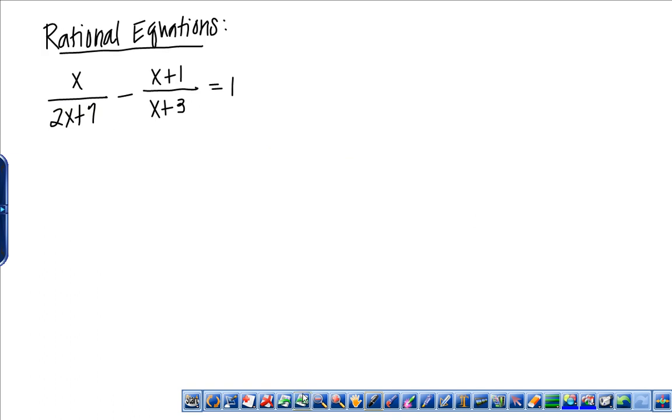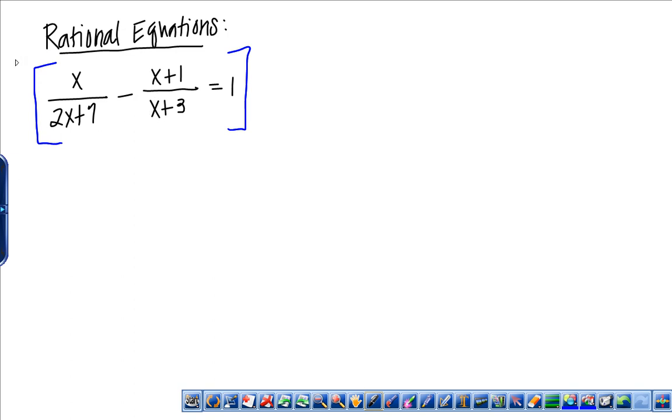Okay, let's try a rational equation. Now I know a lot of you look at this and you try to go ahead and find a common denominator on this left side, and you're working with fractions the whole time. I don't like to work with fractions, so I get rid of them. And I get rid of them by multiplying by the common denominator. And that common denominator is these two binomials on the bottom.